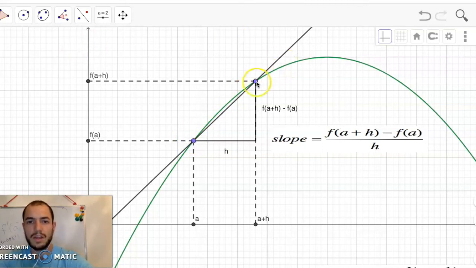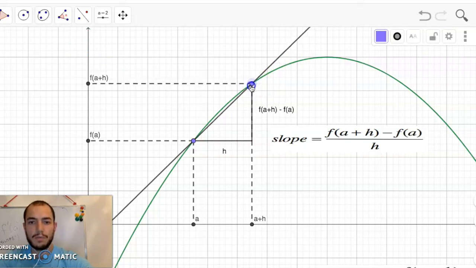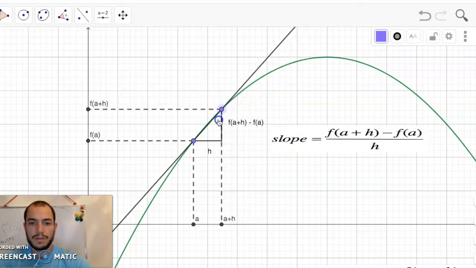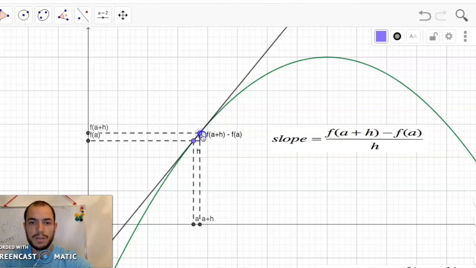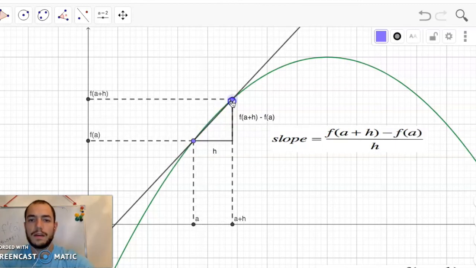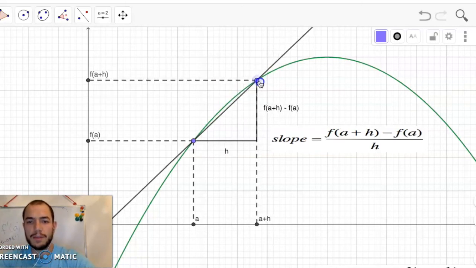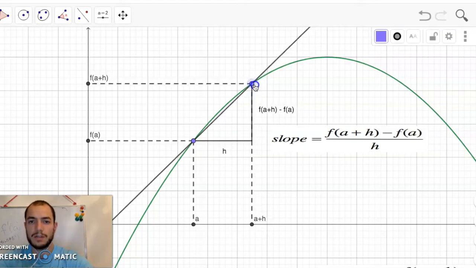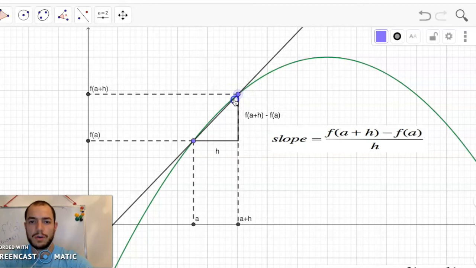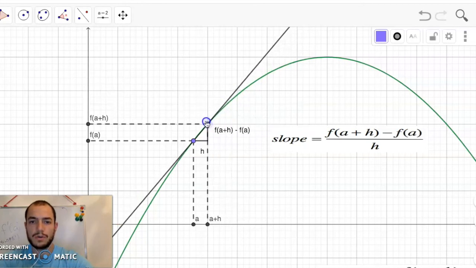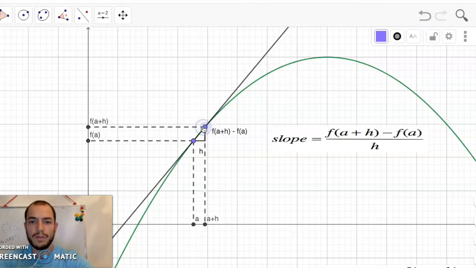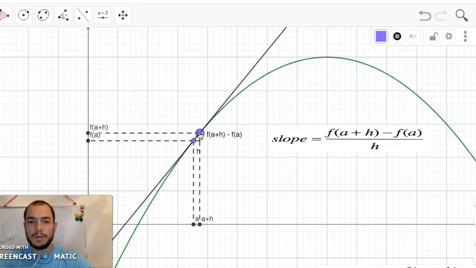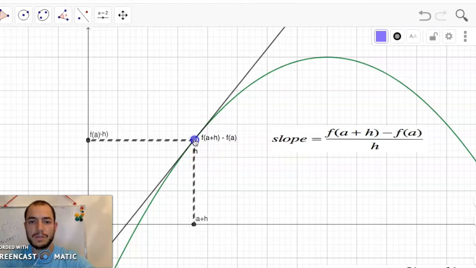So what we do is we want to take this point and move it closer and closer and closer to that original point, so we get closer to a tangent line. What's interesting about this, and I'll go back and we can shrink it again, is that watch h here. What's happening to h? H is getting shorter and shorter and shorter. If we wanted to make these two points exactly on top of each other, h would have to be 0. Right? H gets smaller and smaller.